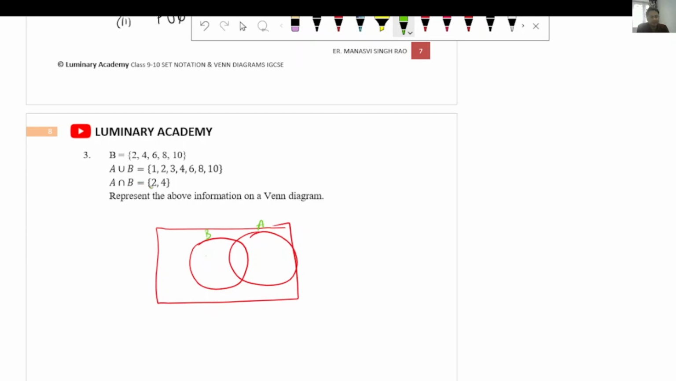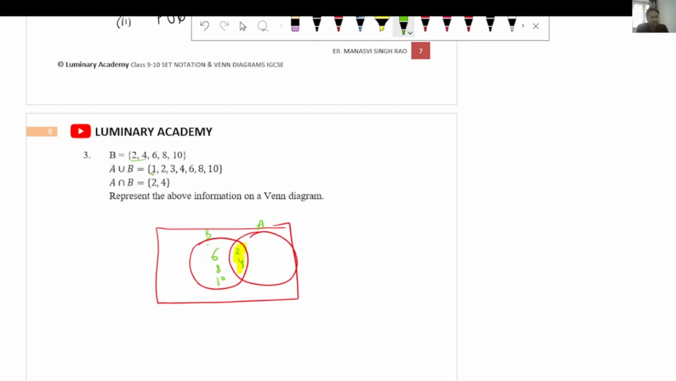Now A intersection B is given, so 2 and 4, right? 2 and 4 will obviously be included in the section which is common, so you already know that the common part we will write here, okay, right? Now here if you see, A union B is given to you, so whatever is included in A and B, it is written here. So if A intersection B includes 2 and 4 and A union B includes the numbers, I will be writing the numbers which are given in B. So 2 and 4 is given, already written here. 6, 8 and 10, I will be writing here, okay.